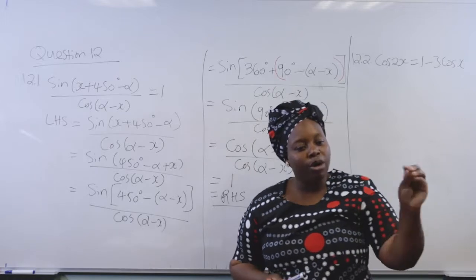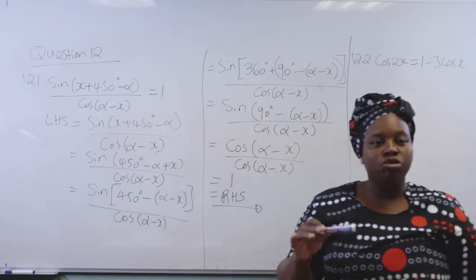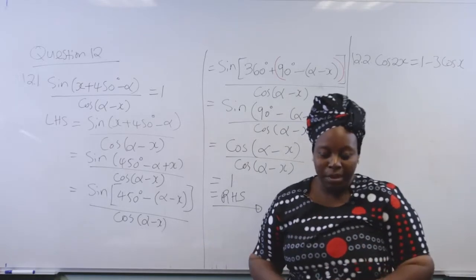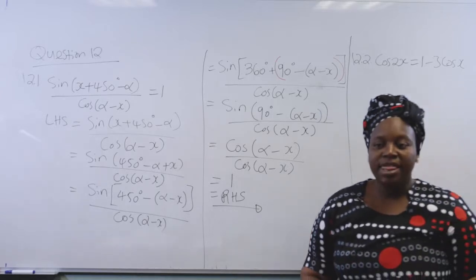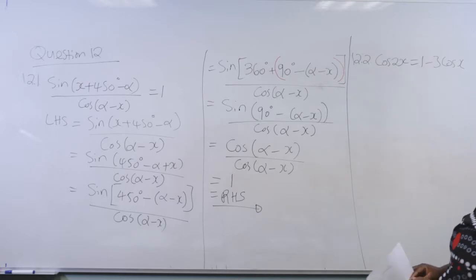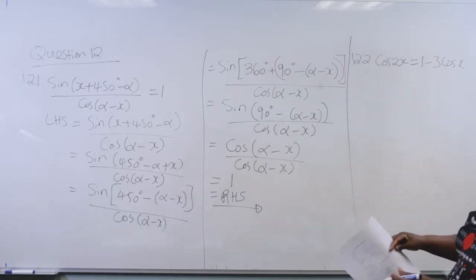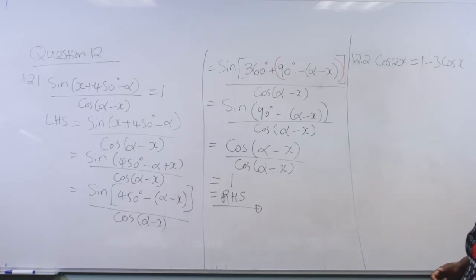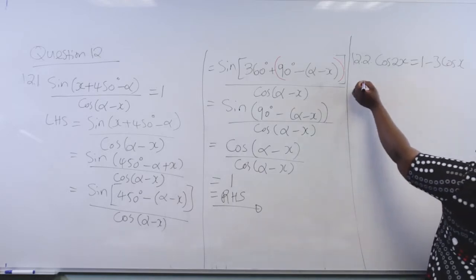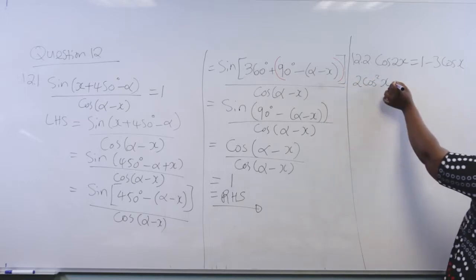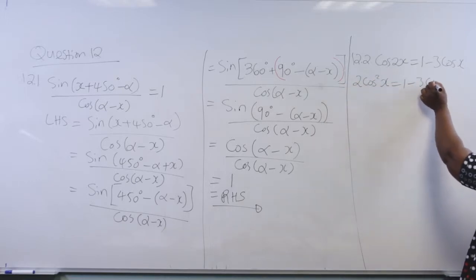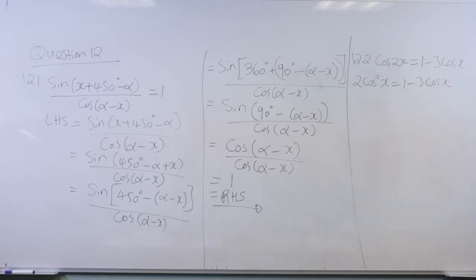So it means we have to change the cos 2x and make it something that has to do with x, because 2x is not the same as x. You need to go to your formula sheet and find out what cos 2x can be in terms of cos x. And that will be 2 cos squared x minus 1, so it's going to be 2 cos squared x equals 1 minus 3 cos x. So now you have cos throughout.